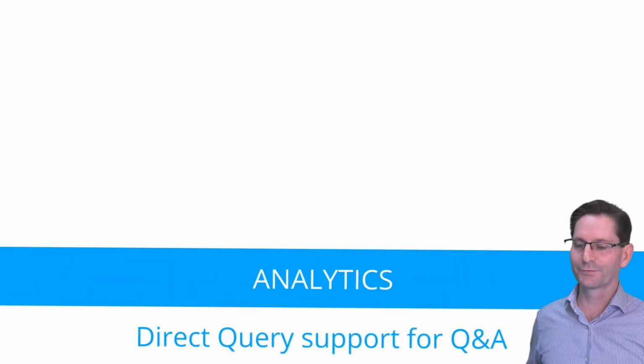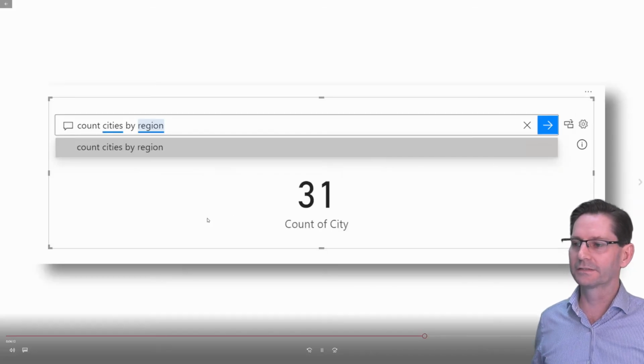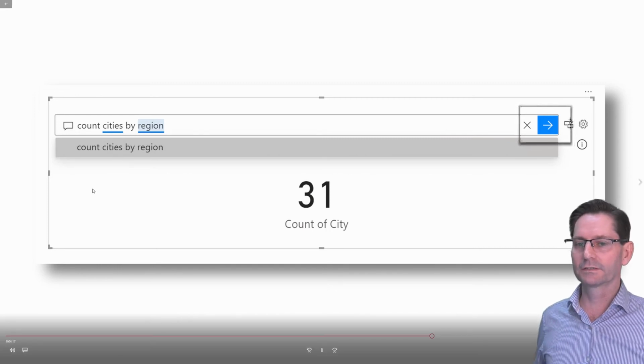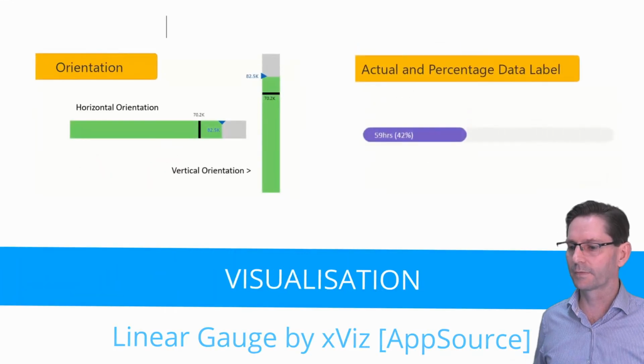Direct query support for Q&A. So basically what we're looking at here is that Q&A now supports direct query, but there is an apply button. This will avoid burdening the source system with constant queries.